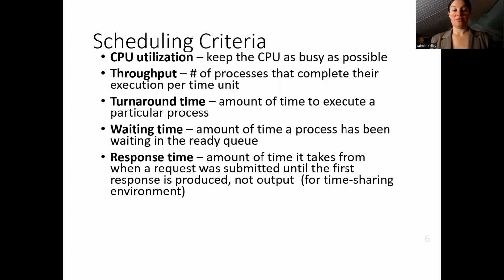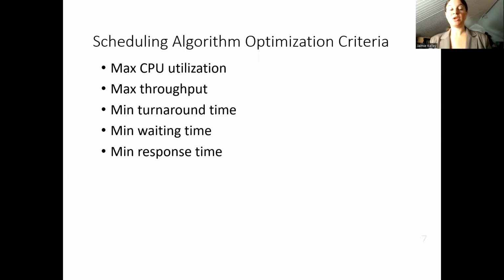The response time is the amount of time it takes from when a request was submitted until the very first response is produced. So this is not output necessarily. This is more important specifically when we're working with interactive processes for time sharing environment where the user is expecting feedback from perhaps multiple processes in a short period of time. So we want to make sure that we are maximizing throughput and CPU utilization, minimizing the turnaround time, the waiting time, and the response time. Next, we're going to start talking about different policies for how we can decide to allocate our CPU.